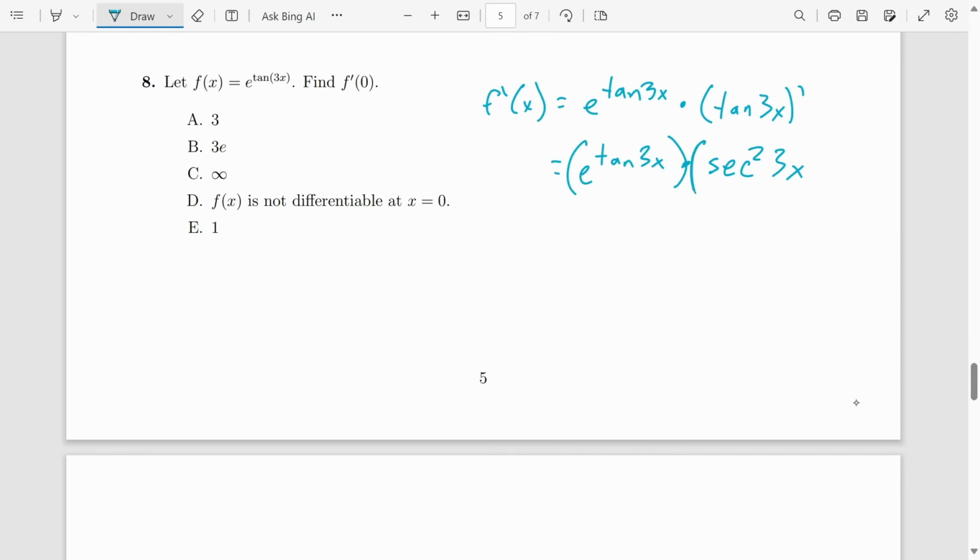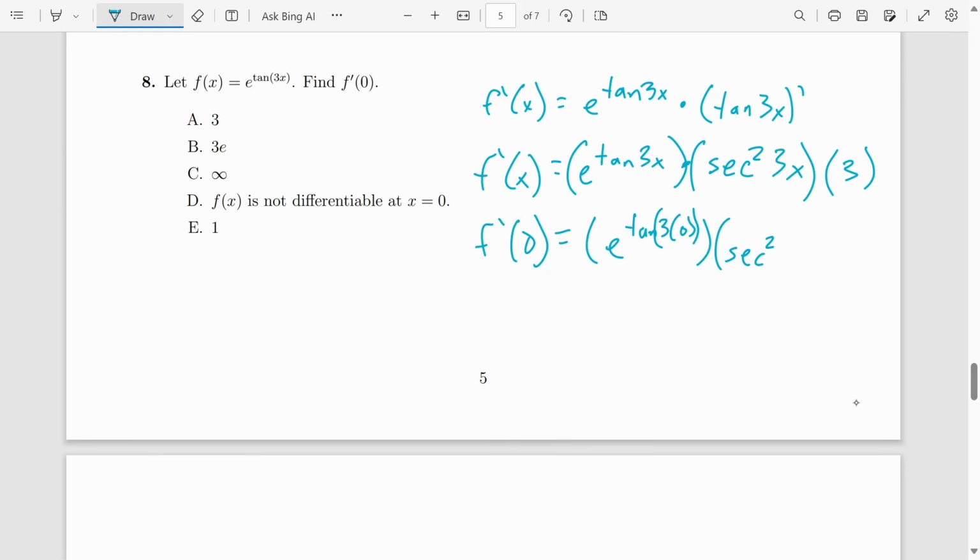3x. Could do that. And then we do have to do another chain rule. We have to multiply by the derivative of the inside, which is 3x, and the derivative of that is just 3. So there we go. We have our full derivative now. Plugging in 0 gives us e to the tangent of 3 times 0, times secant squared of 3 times 0, times 3.